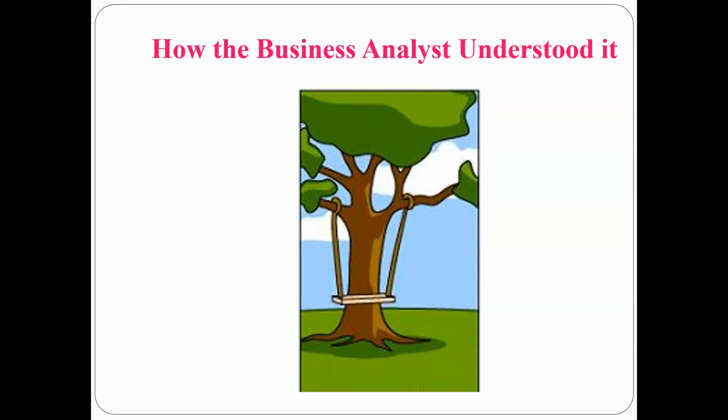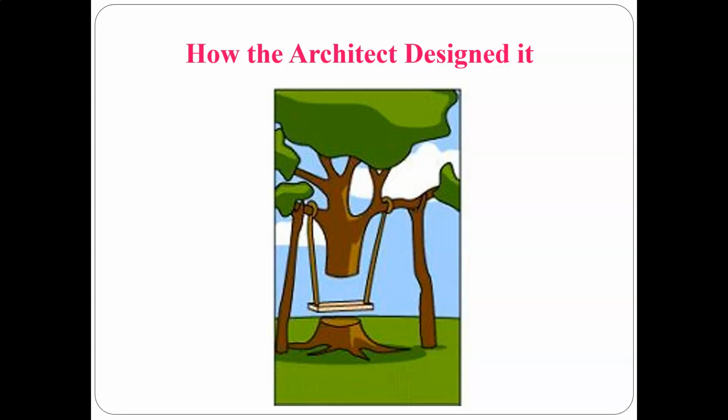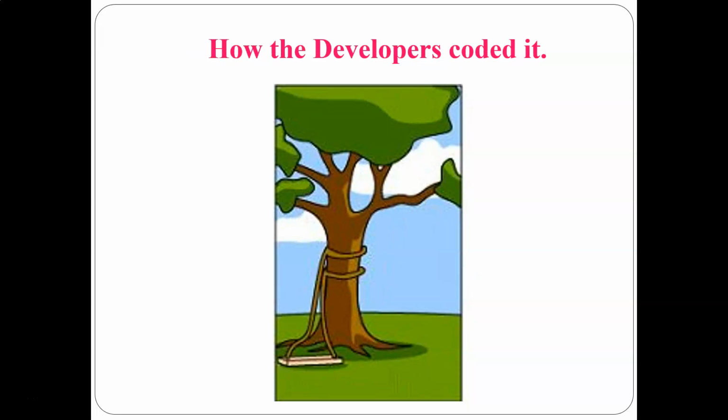Then after the customer gives the requirement, the business analyst is the person who is going to identify the requirements from the customer. After the customer described the requirement, this is the way the business analyst understood the requirement. Then after getting the requirement from the business analyst, the architecture needs to be designed for the system. This is the way that the architect designed the system. Then developers code, and this is how they coded it.